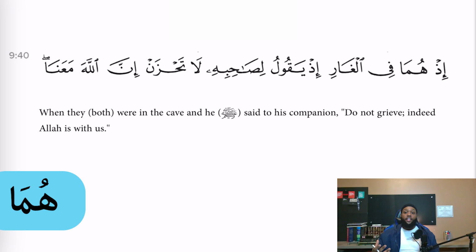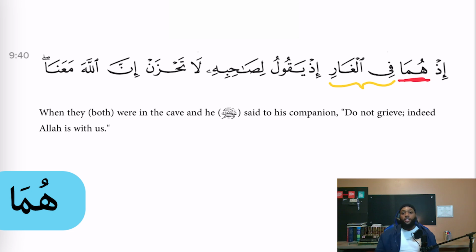Huma, they in the dual form. So both of them. Idh, when. It gives this connotation of like the past. Like remember when this happened? So idh, huma, when they both of them, right, referring to the Prophet sallallahu alaihi wasallam and Abu Bakr radiyallahu anhu. We know this type of fragment right here, fil ghari, right, in the cave. So ghar, cave. So harf jar and its ism, right?